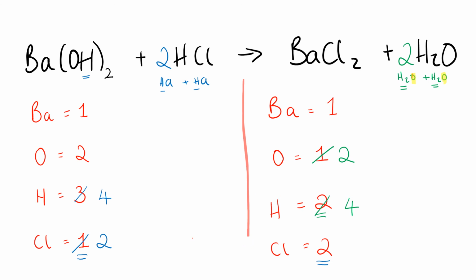And what we've worked out there is that the reaction has to occur with 1 molecule of barium hydroxide reacting together with 2 molecules of hydrogen chloride to form 1 molecule of barium chloride and 2 molecules of water. And they'll always react in that ratio. If you don't have 1 barium hydroxide and 2 hydrochloric acids, then the reaction won't work properly.